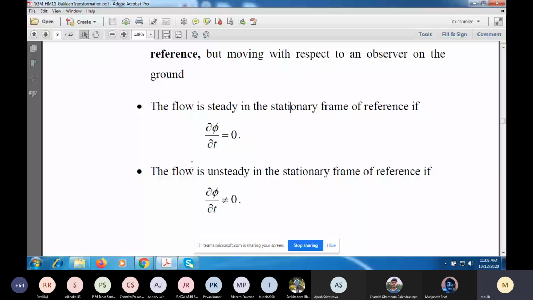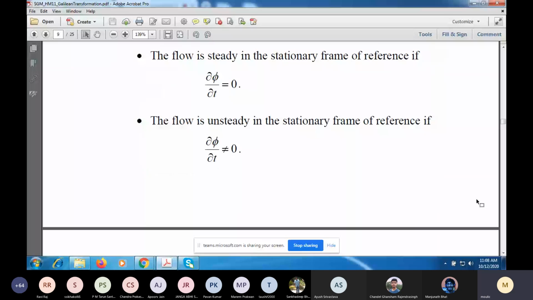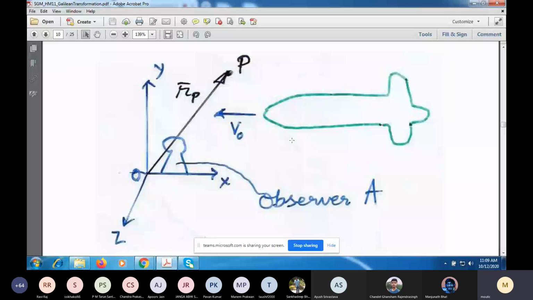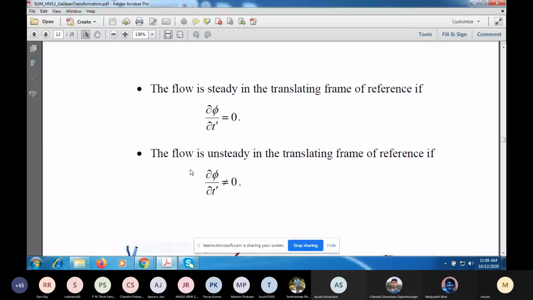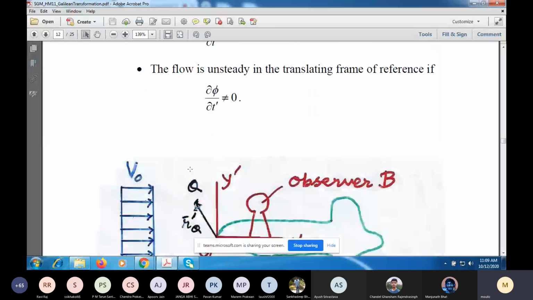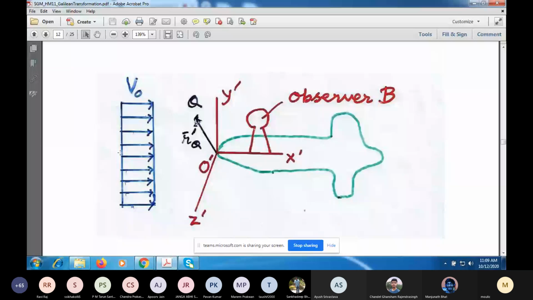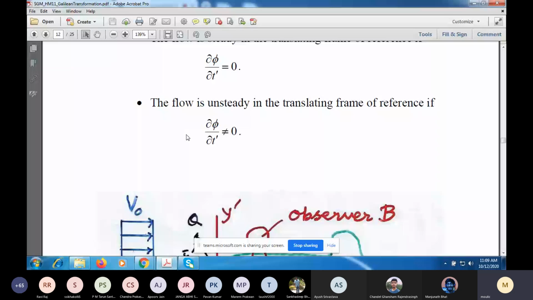I've given you this example before: when an airplane is moving, the flow induced by the plane, the fluid ahead of the nose of this airplane, will be pushed. This is an unsteady flow as measured by observer A. But if you have an observer sitting on the plane, you will see a steady flow. The velocity of the plane is 0, but the fluid is moving in the opposite direction. So you can take a Galilean transformation and relate the two derivatives. Here ∂/∂t' will be 0, but ∂/∂t will be non-zero.